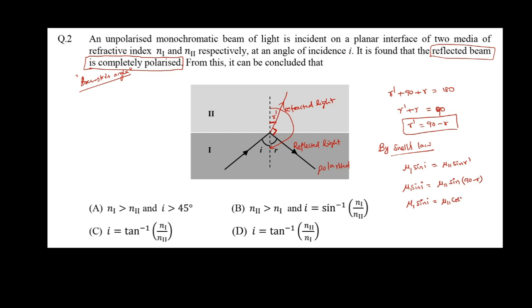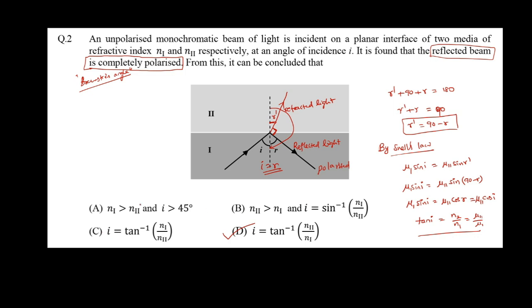Even cos r is nothing but cos i, we can write, with mu 2 or n1 n2, you can write anyway. So I can write i, because i is equal to r. Angle of incidence is equal to angle of reflection. Then tan i stands for n2 by n1, or you can say mu 2 by mu 1, anyway. So then i value is tan inverse n2 by n1.